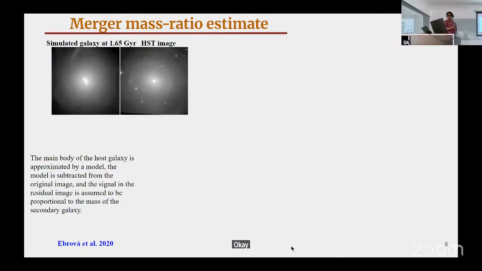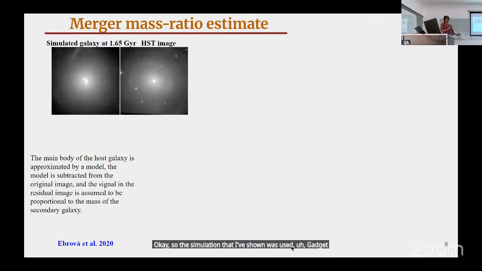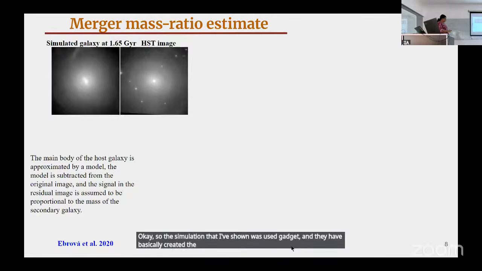The simulation that I have shown used GADGET, and they created a simulated image of the galaxy. On the left is the simulated image, and here is the HST image of the galaxy. They look more or less the same, except for the bright stars present in the observed image, which are absent here.